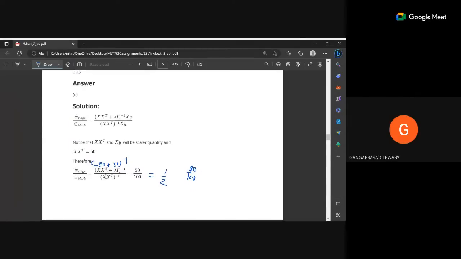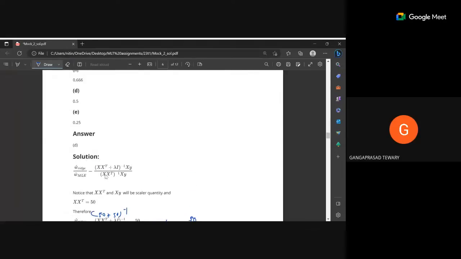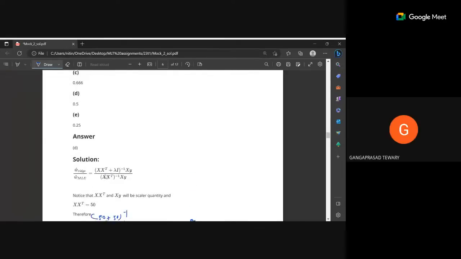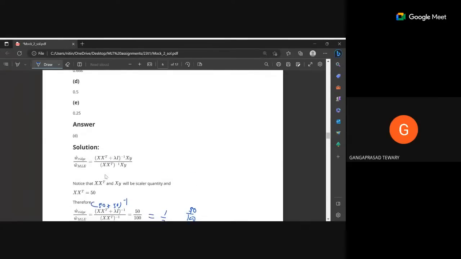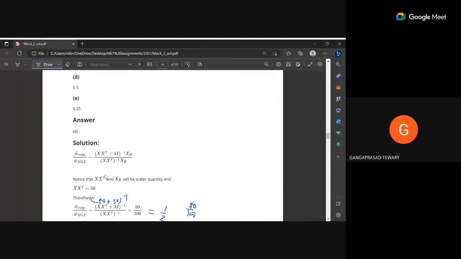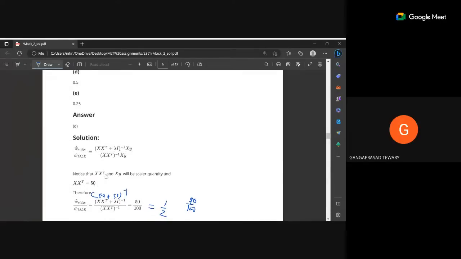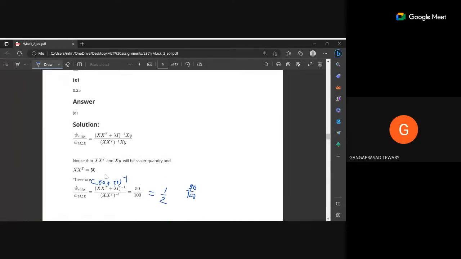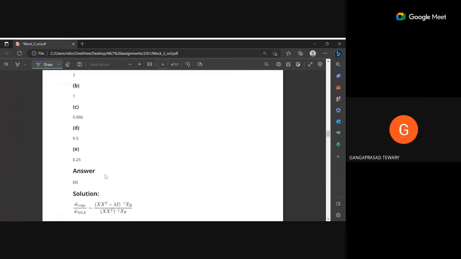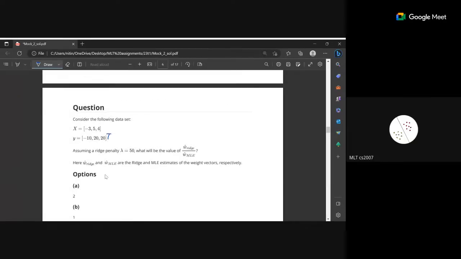Sir, that XY got cancelled out, that part is clear. After that, how are we simplifying XX transpose plus lambda I? We are putting it simply as 50, and then the bottom part. What is XX transpose in this case? We will simply multiply 9 plus 25, 30 for 50. Yeah, it is 50.